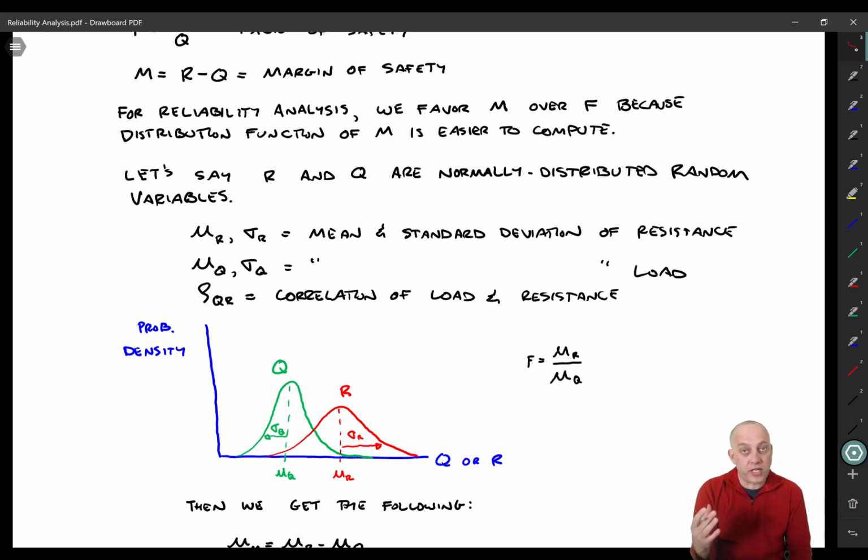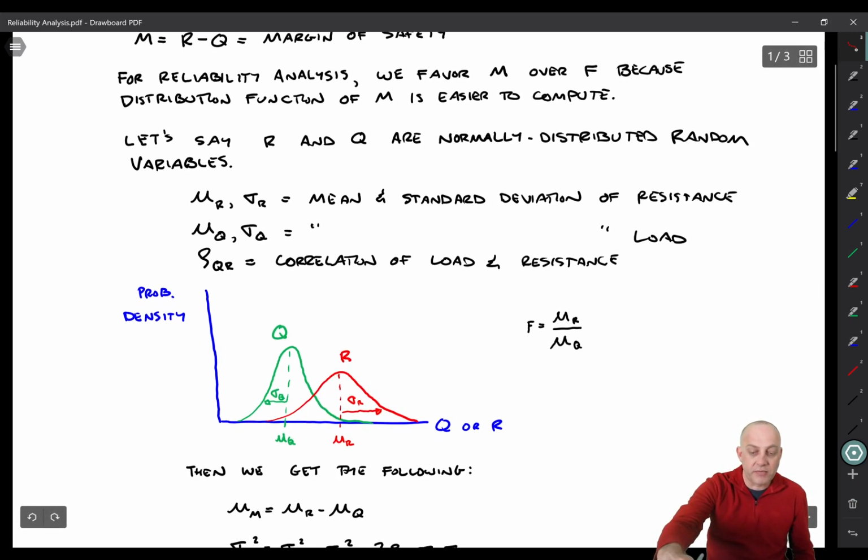But for earth structures, the driving load comes from the unit weight of the soil, right? The heavier the soil is, the more shear stress it imposes. And in general, denser soil that's heavier is also stronger. So there is a correlation sometimes between load and resistance.